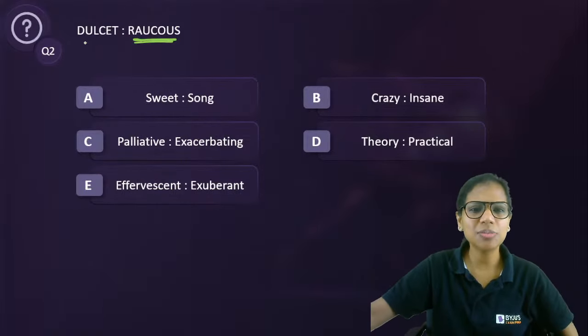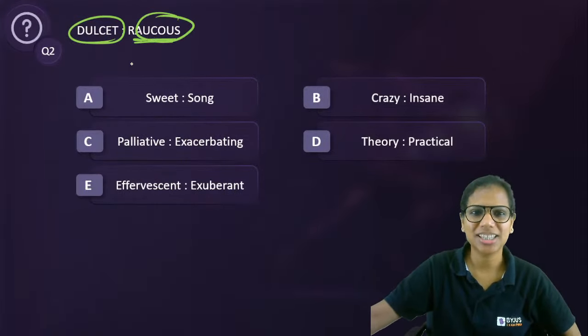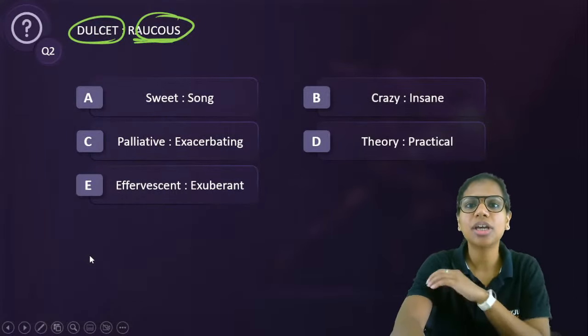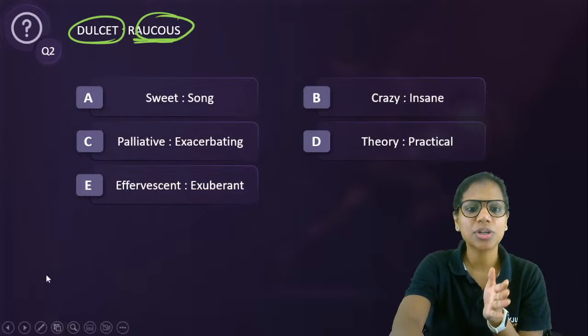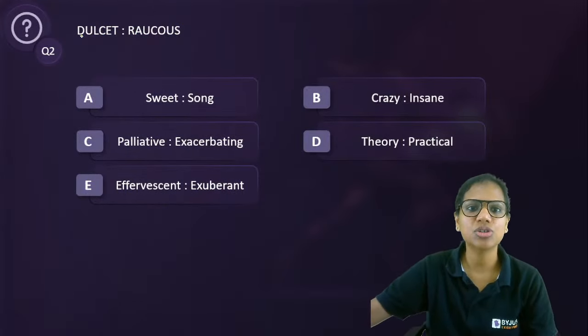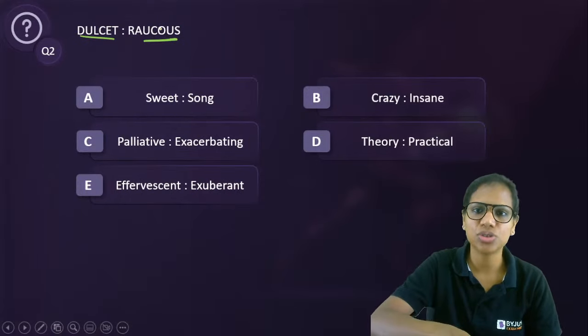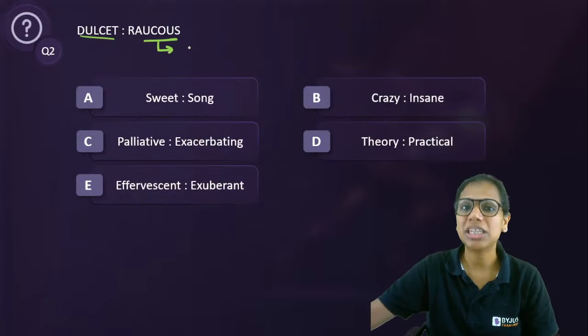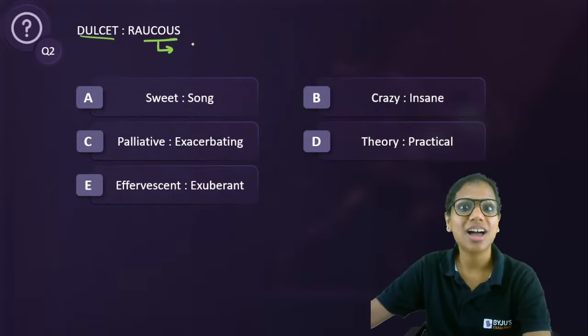What are the meanings of these words? We need to know that, right? So here, as you can see, while the previous question did not have any difficult words as such, this question is heavily based on vocabulary. In case you do not know the meanings of dulcet, raucous, you will face some challenge in answering this question, right? So for instance, if I know the meaning of raucous, raucous laughter.